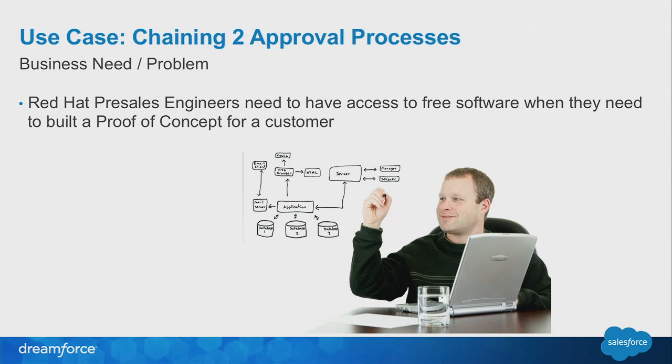Well, so I'm going to present the first use case, chaining 2 approval processes that are going to be for the same object. In this case, we are going to use opportunities. And the business problem that we were trying to solve in Red Hat was that our pre-sales engineers need a way to have free software to present, to do a proof of concept for the bigger customers, right? So we needed to create an approval process to allow them to have this opportunity and these products available when they go and build a cool solution for them.